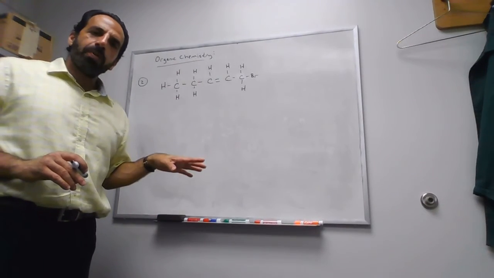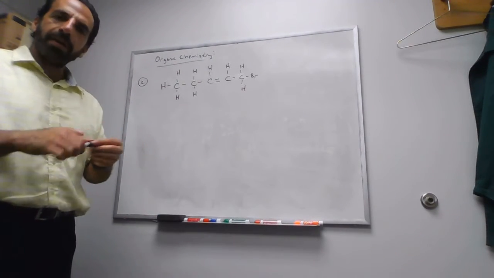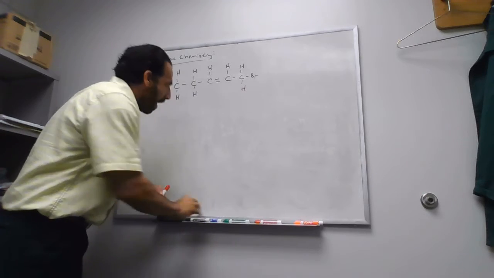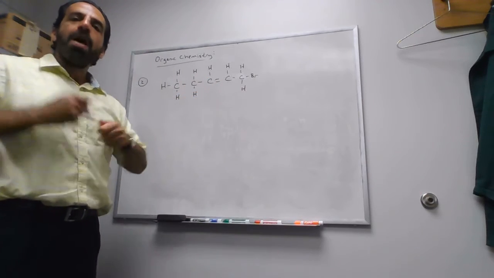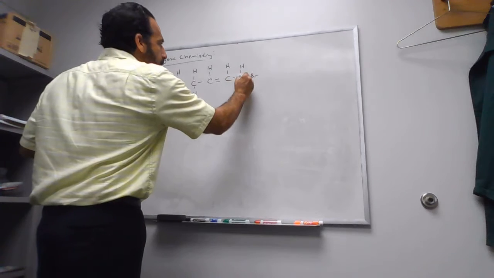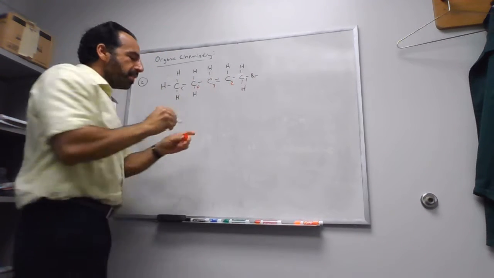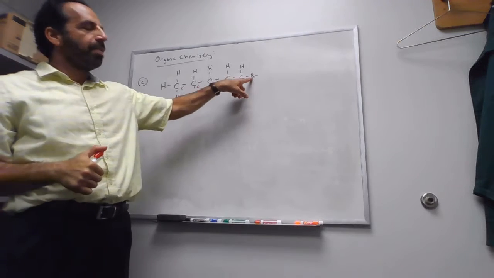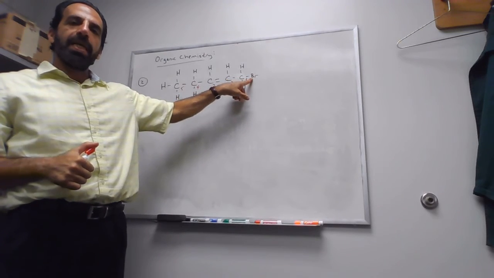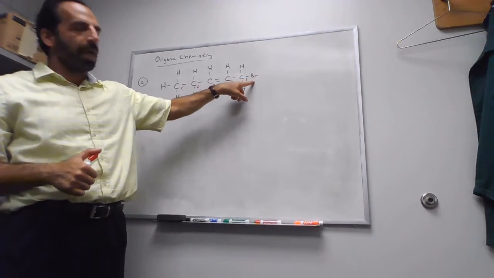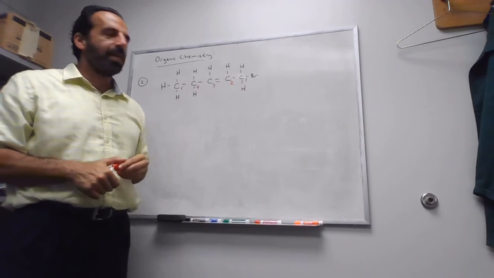Let's take a look at this one right here. So a couple of things. I'm going to go ahead and number this. We're actually not going to name something this complicated, but we're going to number it. I'm going to call this number 1, 2, 3, 4, 5. And the reason is because I got bromine on this side. So bromine is going to be on carbon number 1. So we're going to label it. Again, we'll go through the rules for naming, but this is basically how we're going to do it.